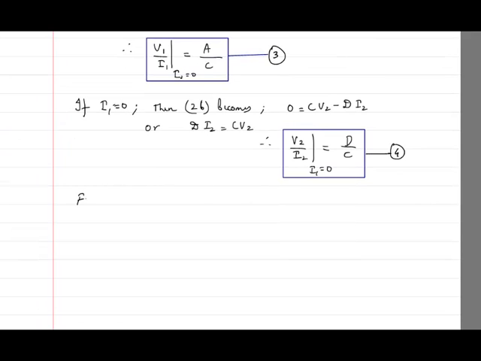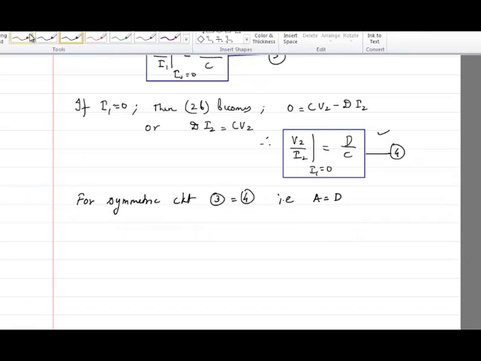Then we write for a symmetric circuit, equation number 3 should be equal to equation number 4. Now see, here in the numerator of equation 3 we have A, and for equation 4 the numerator is D. The denominator is the same. So if 3 and 4 should be equal, then A should be equal to D.